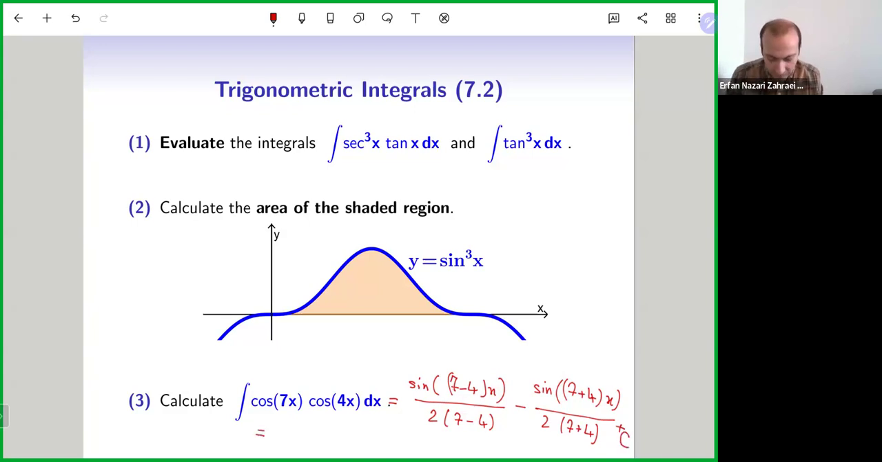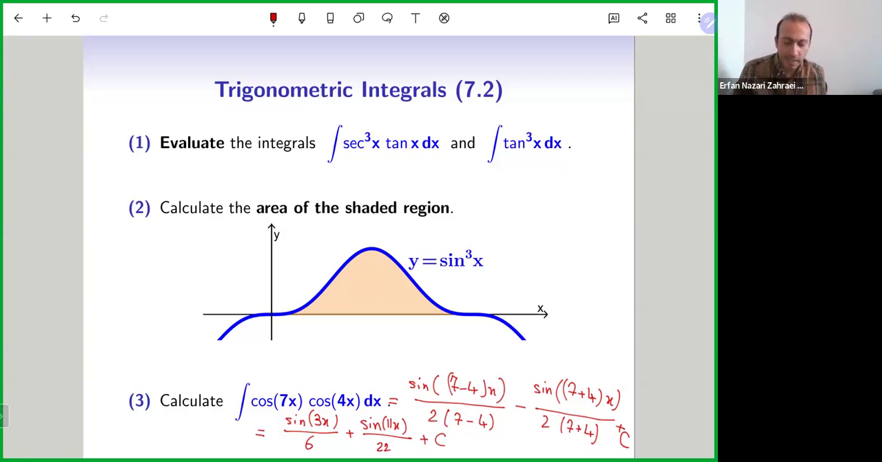So if you simplify this, 7 minus 4 is 3. So you get sine 3x over 2 times 3, 6, plus sine of 7 plus 4, that is 11x, over 11 times 2, which is 22, plus c. That's the final answer. Very simple. You just have the formula and you use it.